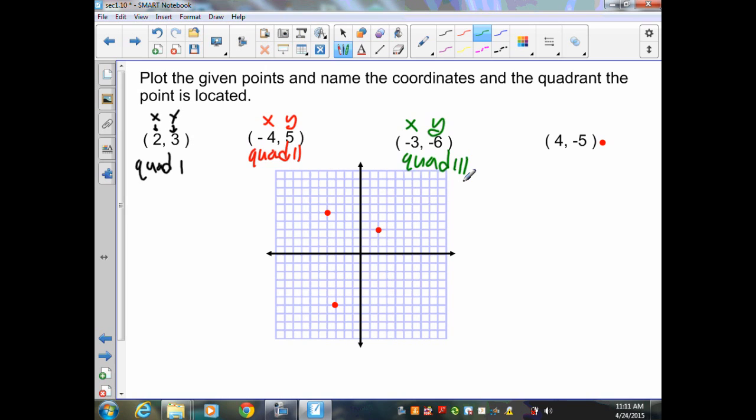And finally, my last example, I have 4, -5. This is my x-coordinate, 4. My y-coordinate is -5. Plot the point. Start at my origin. Move 4 units to the right. 1, 2, 3, 4. And down 5. 1, 2, 3, 4, 5. And I know that that point is in quadrant 4.